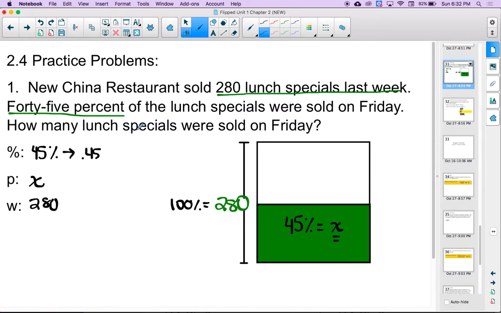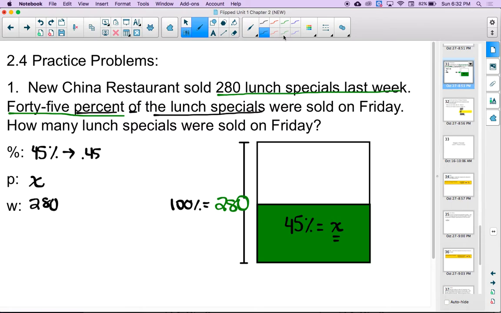Just in case you want to check that with our percent of the whole check here. Here's our word percent of the lunch specials. So all of the lunch specials are the whole. That's how my 280 became the whole, and that's how Friday became the part.